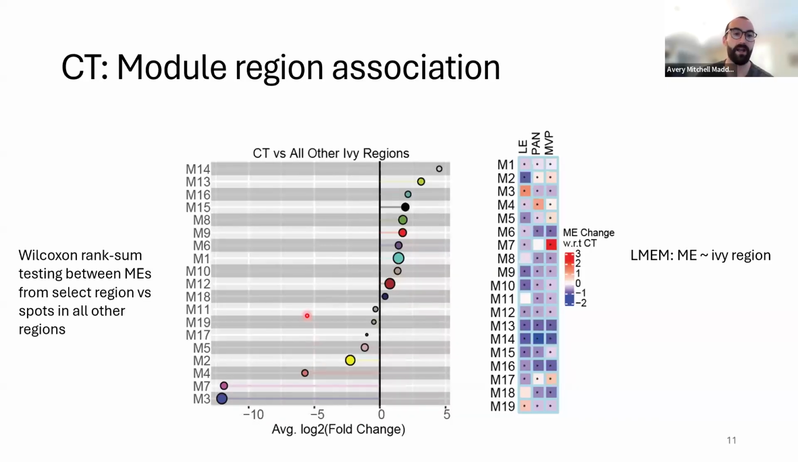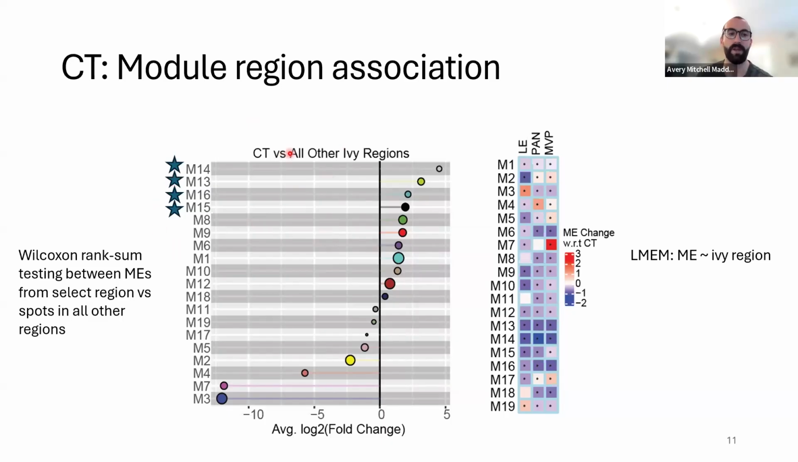So we identify many modules that are upregulated in the core tumor, but I'll be focusing on the 4 modules most upregulated in the core tumor for this presentation. Actually, I'll take a step back. Let me explain this. On the left, we have the Wilcoxon rank sum testing of our module eigengenes in the core tumor versus all other regions. So it's a one versus all test of that module eigengene expression.